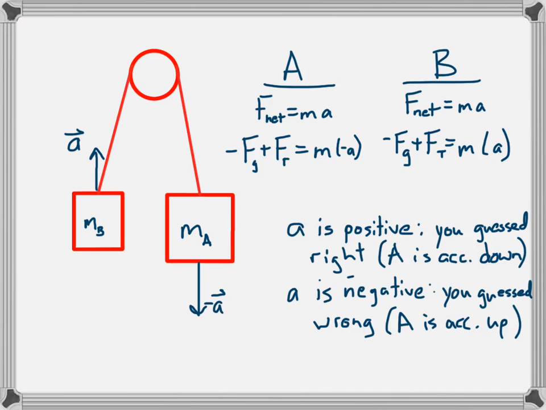All right, so that's another example of a pulley problem that you run into, and how to set up the equations, F net equals ma, and how to interpret the acceleration that you get out of that.